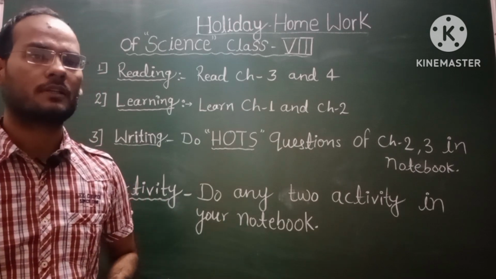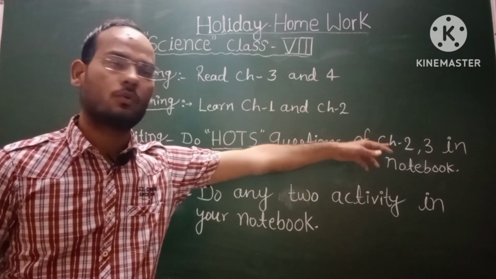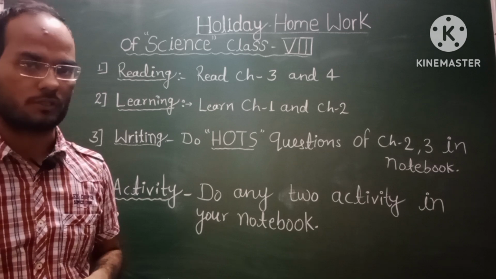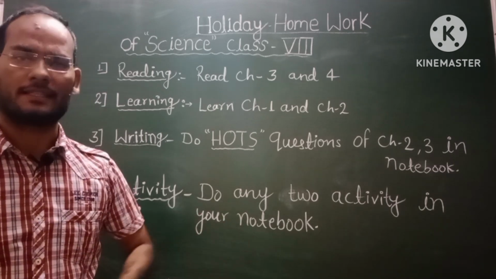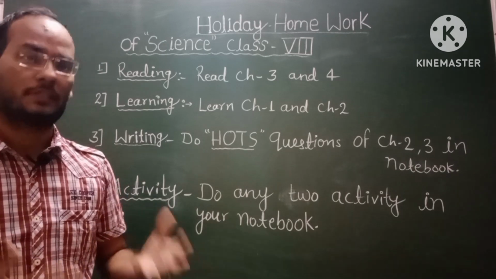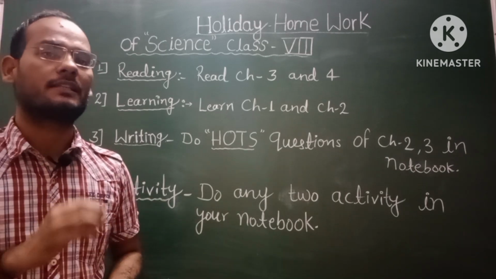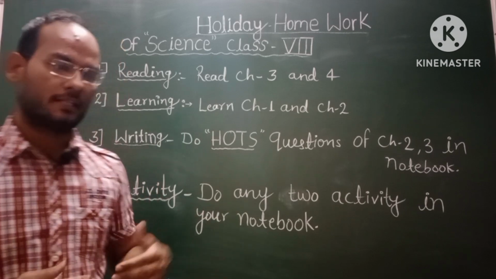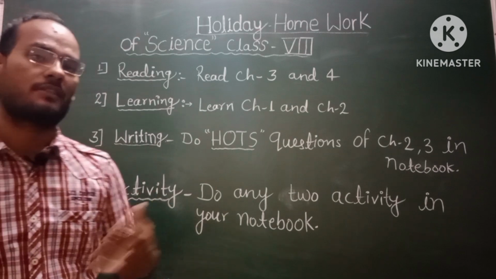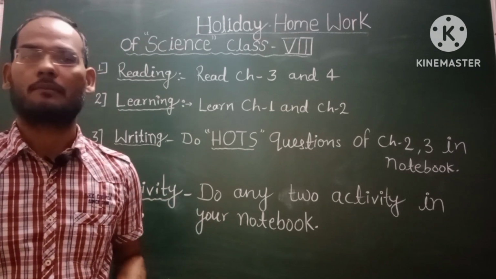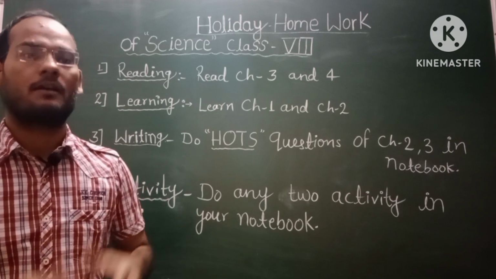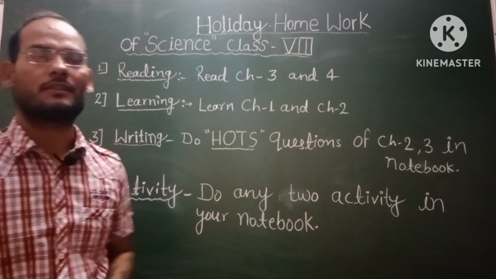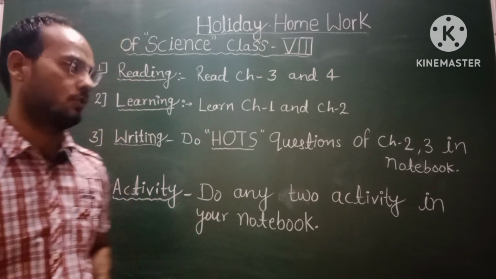And how will you do this? First, read chapters 2 and 3. After that, read these HOT questions and think about the answer. You will easily write this type of question by thinking the answer, and then write the answer first in your rough notebook. Clear? After that, check your answer, whether it is correct, whether the language is correct or not, and improve the mistakes you have made, and then write this answer in your fair notebook. Is that clear? So chapter 2 and 3 HOT questions you have to do in your notebook.